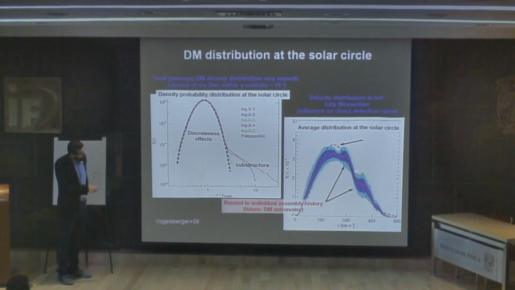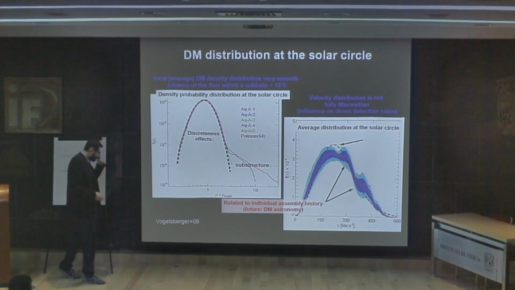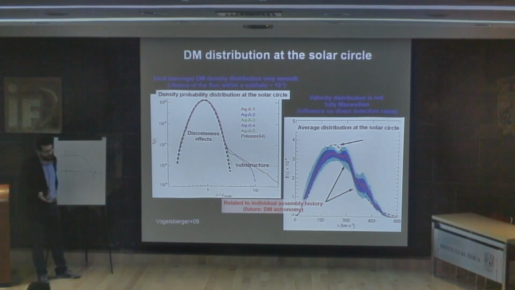But one nice thing about this, I want to stop here a minute, is that these bumps that you see here, that are deviations from the Maxwellian, are actually connected to the assembly history of your halo. So this means that in principle, if we were to detect, let's say, a WIMP, and then they become routine, right? So you could actually make a dark matter astronomy in that sense, that you could reconstruct this shape from the experiment, and then these bumps would tell you something about how our galaxy was formed, because, as I said, these bumps are connected to how the halo was assembled. So I think that's quite nice.